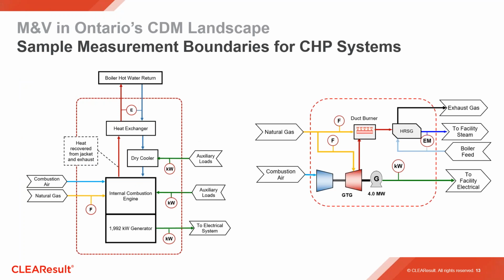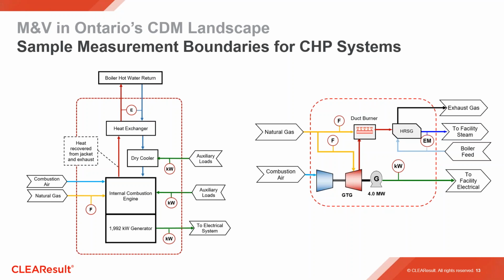On this slide, you can see two sample measurement boundary diagrams for CHP systems. The combined heat and power program was discontinued as of July 2018. However, we did see a lot of these projects go into service as well.